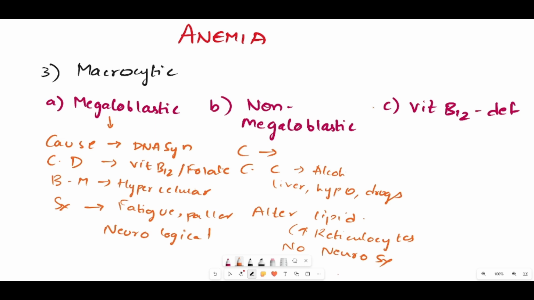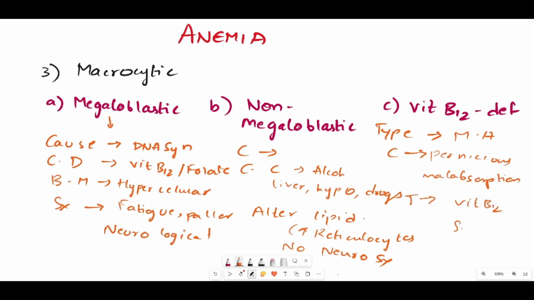Coming to vitamin B12 deficiency, it is a form of megaloblastic anemia. The main causes can be pernicious anemia or malabsorption, treated by giving a vitamin B12 supplement. So that is all about anemia and its different types in detail.